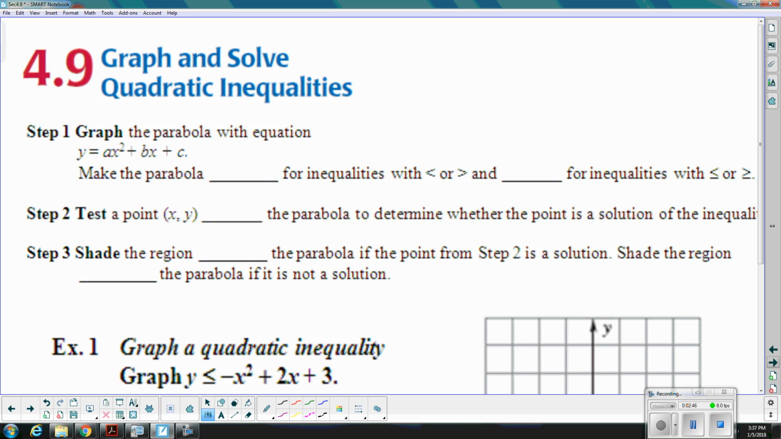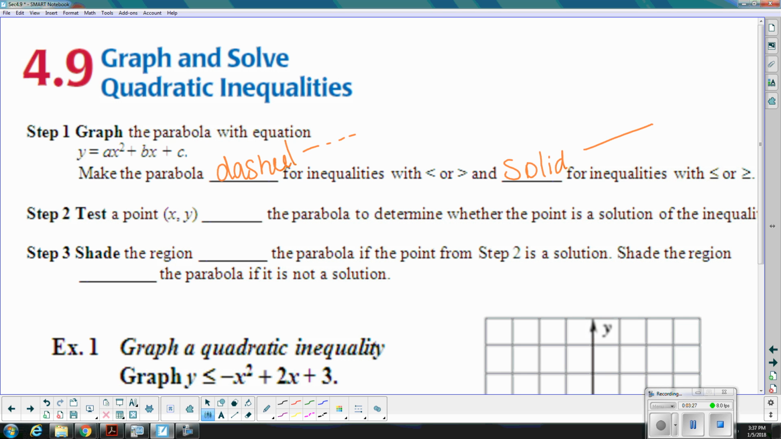So when you're graphing your inequality in two variables, you need to follow these 3 steps. The first step is to graph a parabola, but make it dashed for inequalities that are less than or greater than, and solid for inequalities that are less than or equal to or greater than or equal to.